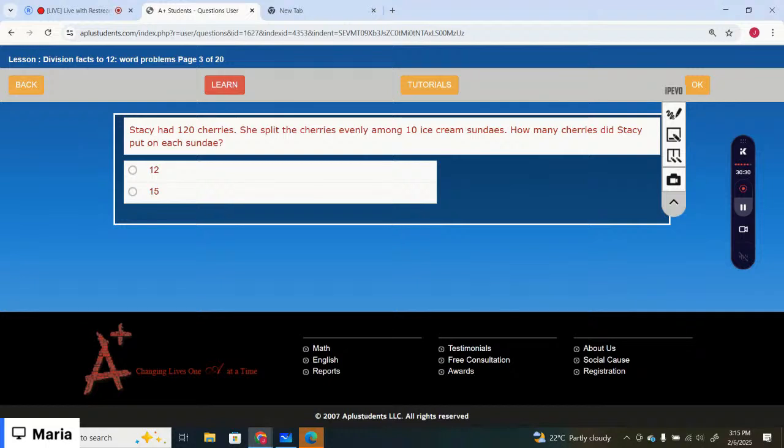Stucky had 120 cherries. She split the cherries evenly among 10 ice creams. How many cherries did Stucky put on each sundae? So which is the correct option?